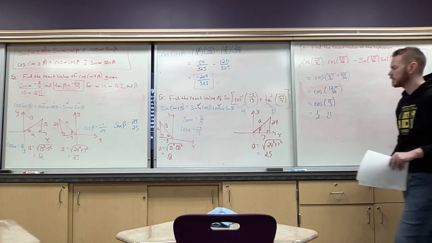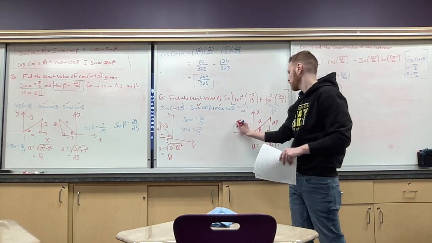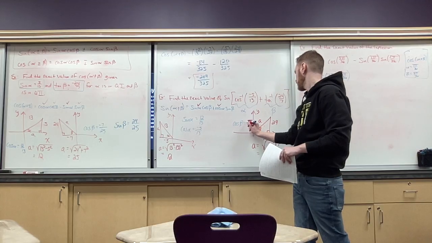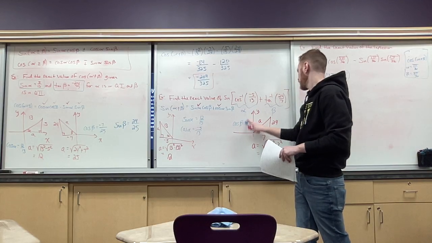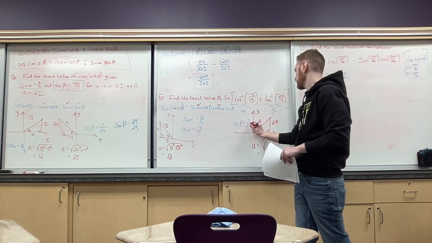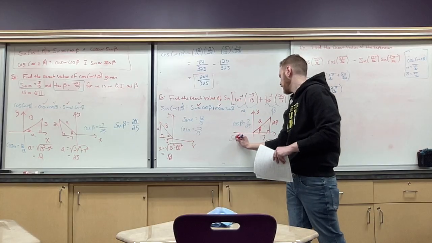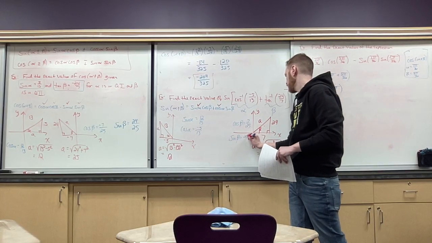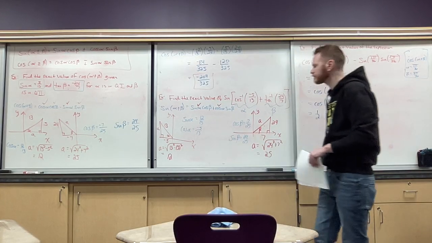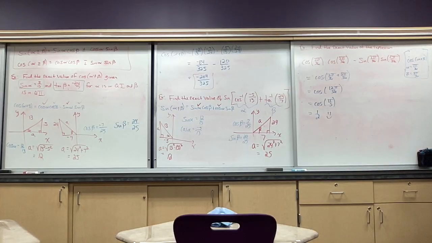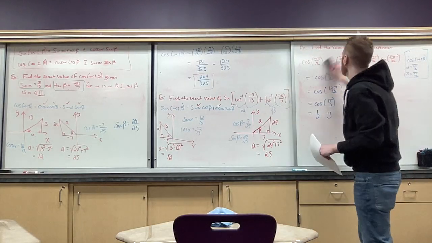So let's see, we need cosine and sine. Cosine of beta is going to be 7/25, positive because we're in quadrant 1. Sine of beta is going to be 24/25. All right, need some board space.